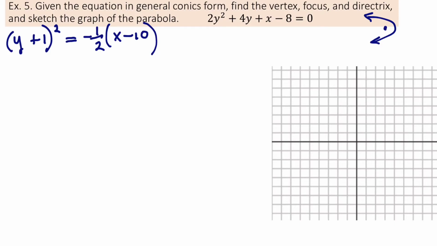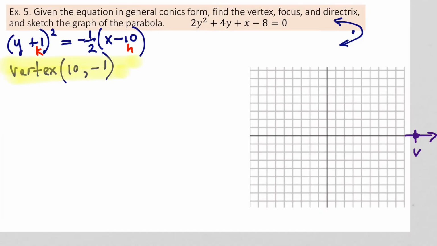So the first thing we need is our vertex. So our vertex is (h, k). All right, so remember this is h, opposite sign, and this is k, opposite sign. h goes with x, k goes with y. So I've got 10, opposite sign, negative 1, opposite sign. So now I can plot my vertex on my graph. So vertex is 10, negative, oops, let's go down 1. Okay, vertex (10, negative 1).